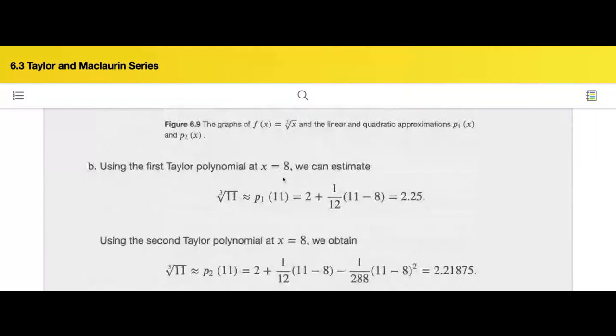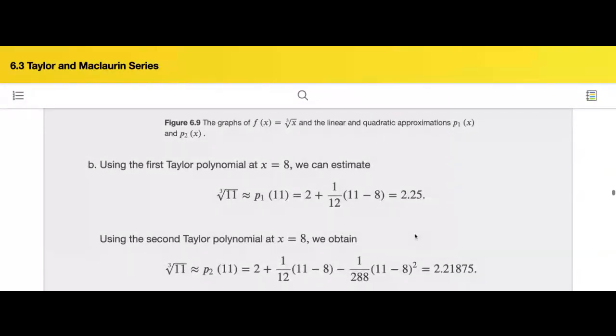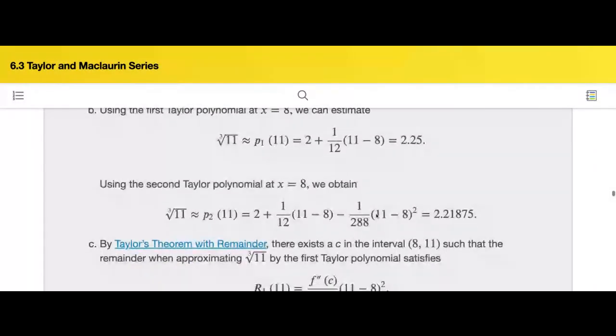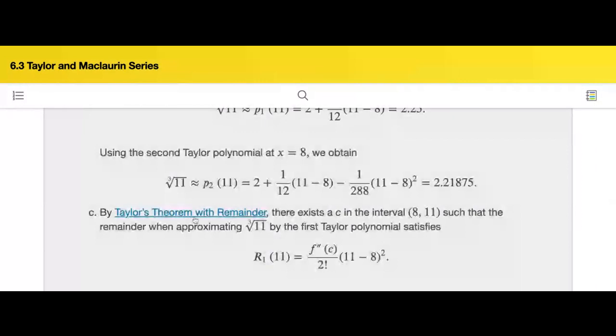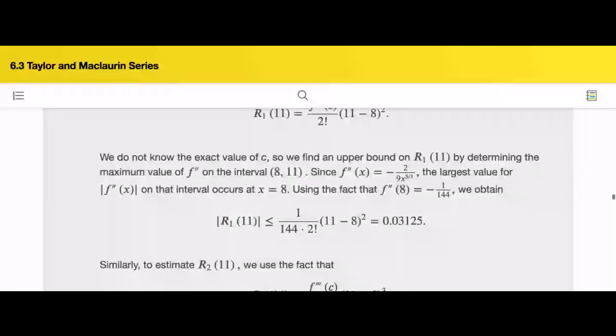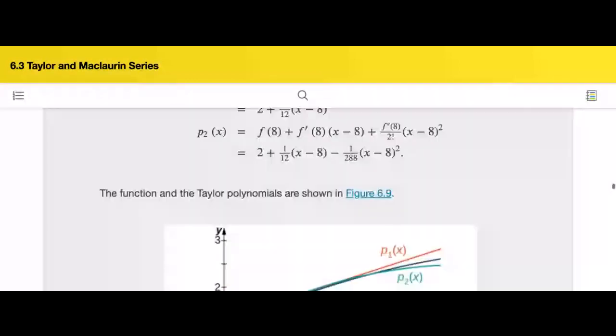So let's use this to approximate the cubic root of 11. Using linear, we get 2.25. Using quadratic, we get 2.21875. So we see 2.21875 is more accurate than 2.25. As for the error bound, it's not so important for us. Okay, this is for math majors. So we need to know those two.